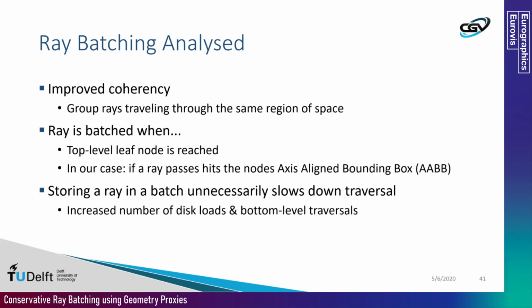To summarize, ray batching groups rays that travel through the same region of space. A ray is batched when traversal of the top level acceleration structure reaches a leaf node. Since we use a bounding volume hierarchy, this means the ray passes through the axis-aligned bounding box that is tightly enclosing the geometry. Axis-aligned bounding boxes are a very rough approximation of the geometry underneath. Many rays will hit the axis-aligned bounding box, but not hit any of the geometry. Batching those rays is thus wasted work, and it will lead to more disk loads, more acceleration structure rebuilds, and more traversals of those acceleration structures.